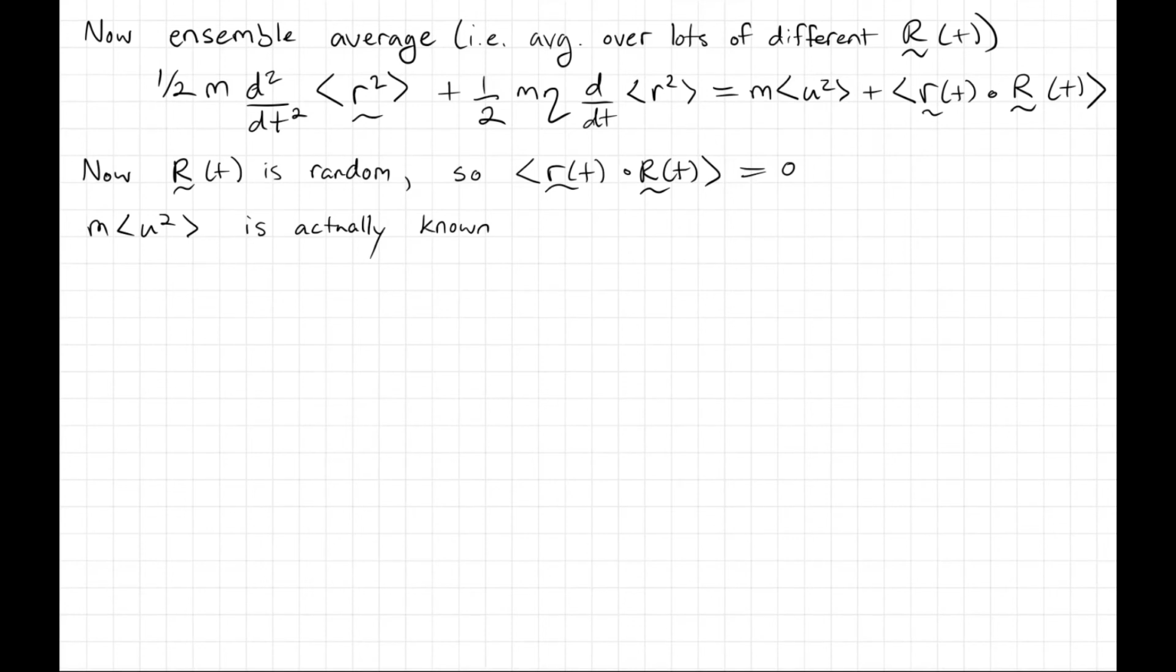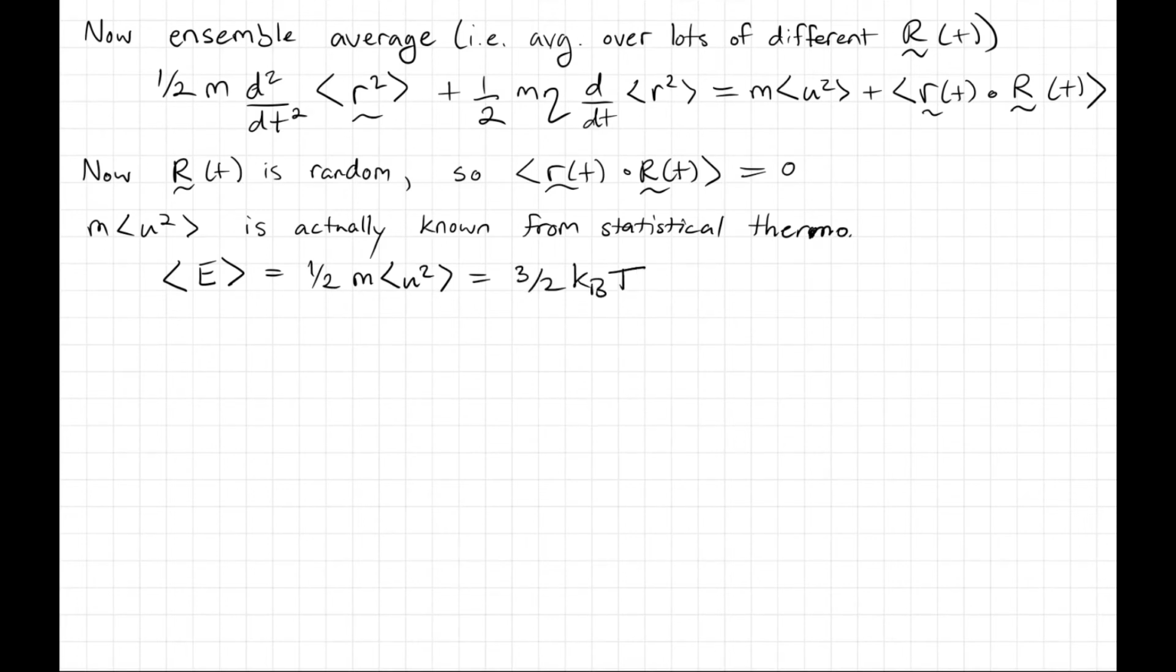And then if I look at m times the velocity squared, if I want to take that as an average, then I know from statistical thermodynamics that the average kinetic energy, because it has 3 independent components, at least in the high temperature limit, each degree of freedom gets 1/2 kBT energy according to the equipartition theorem, and therefore the average of U squared is just 3 kBT over m.